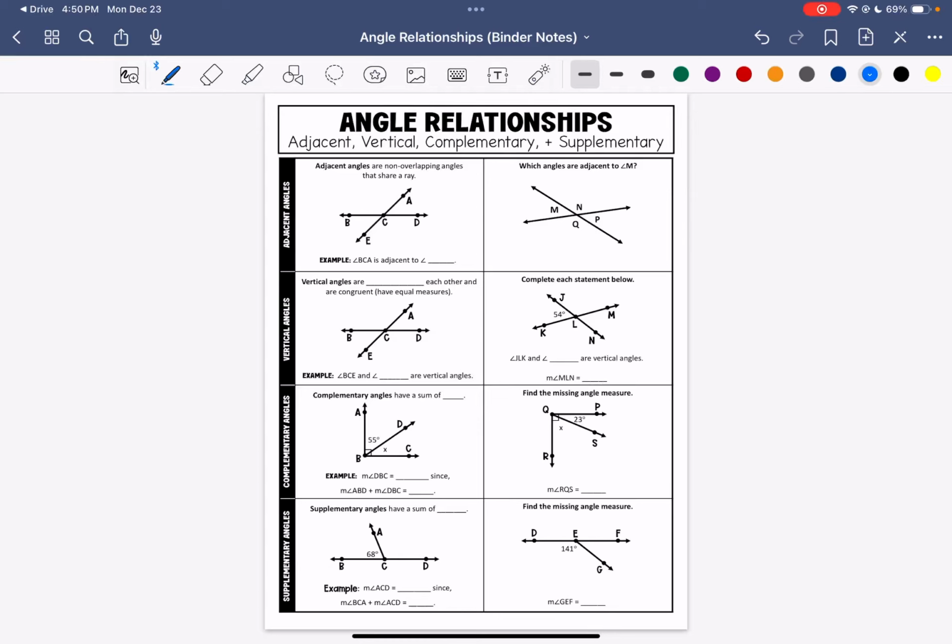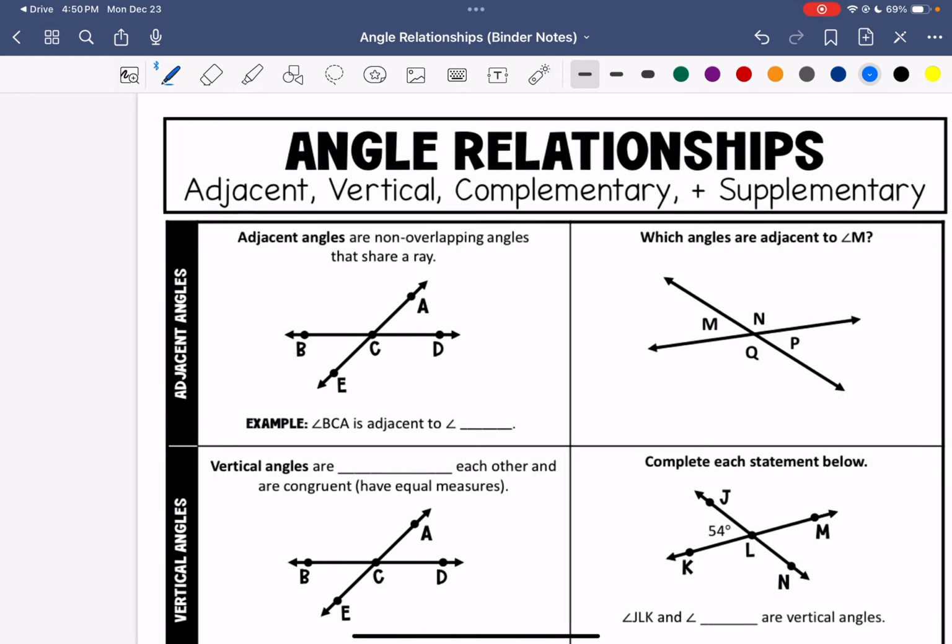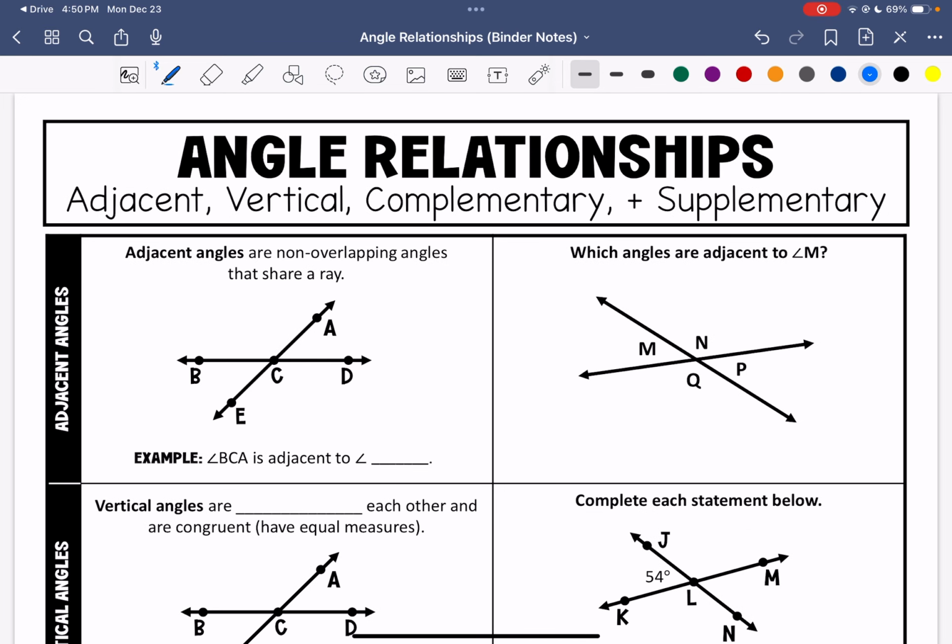Hey, welcome back guys. In this video, we're going to discuss angle relationships. So for the first set of angles, we're going to talk about adjacent angles. And so it says, adjacent angles are non-overlapping angles that share a ray.